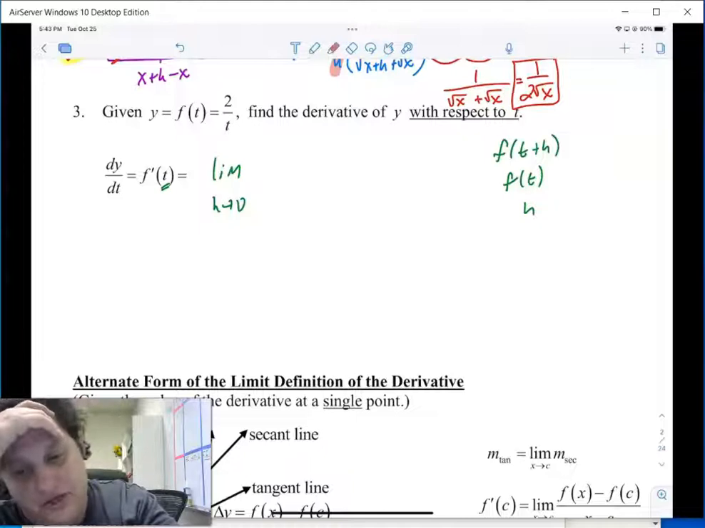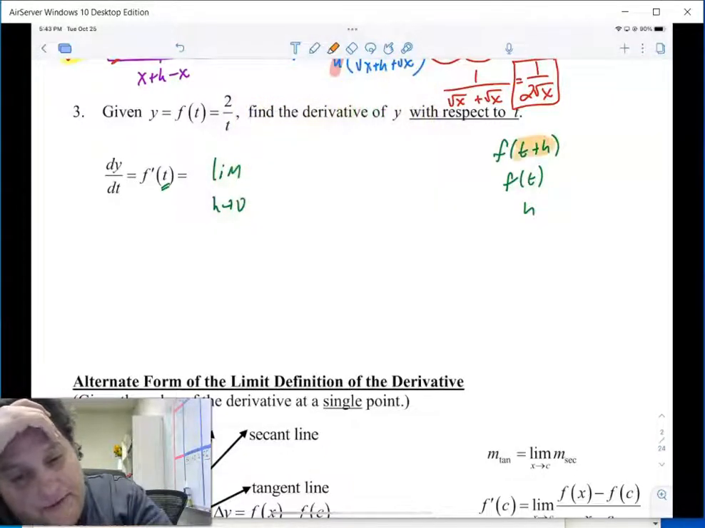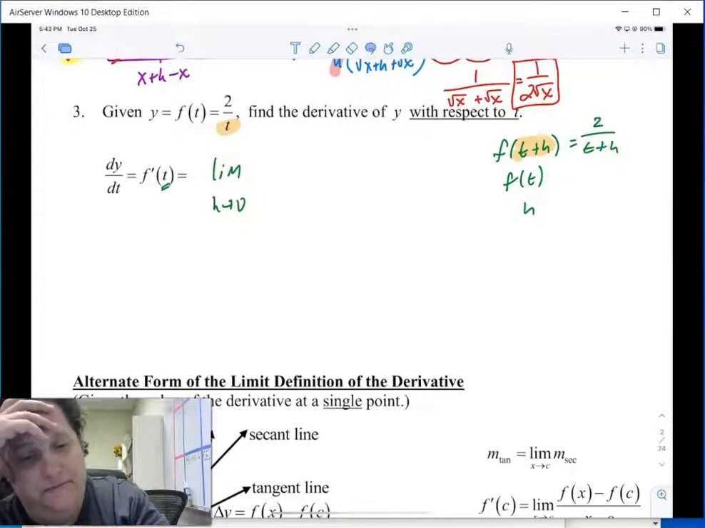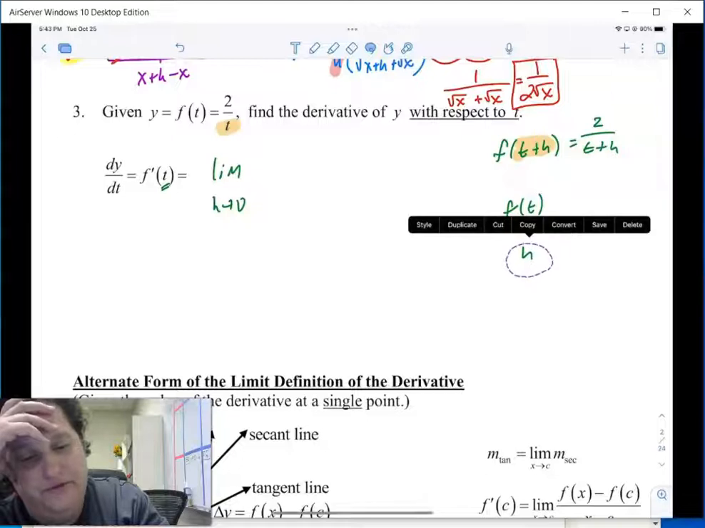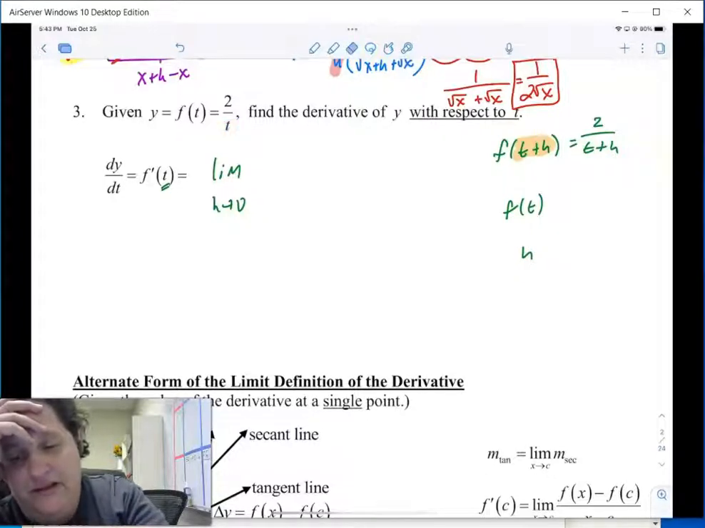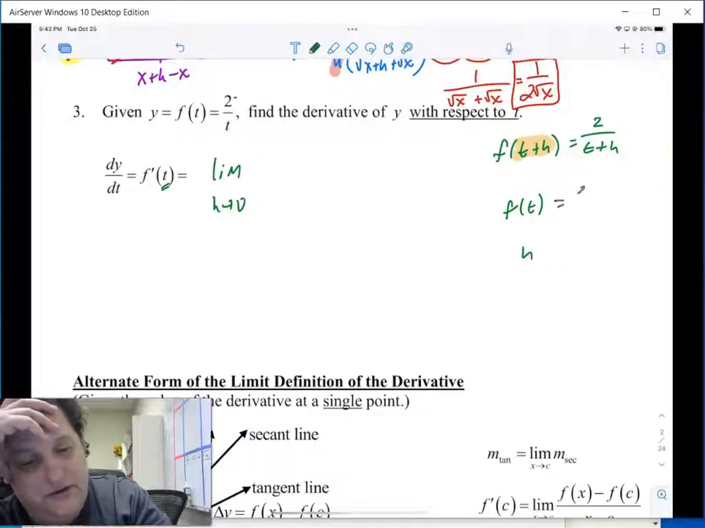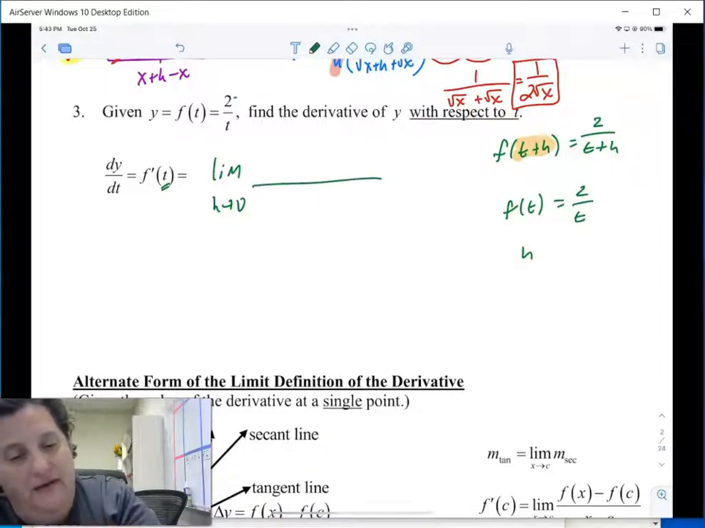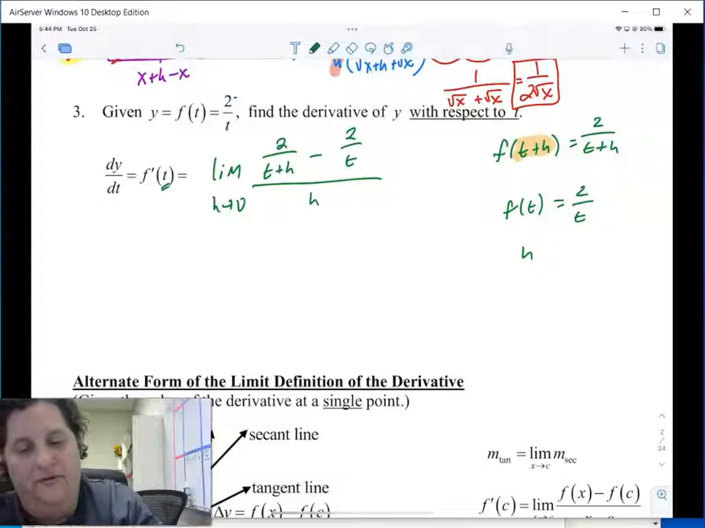F of t plus h means I plug t plus h in right there. So you guys understand that that's 2 over t plus h. Okay? I plug that in. Give myself a little more room. F of t is 2 over t. And then h is itself, right? So it's f of x plus h minus f of x over h.